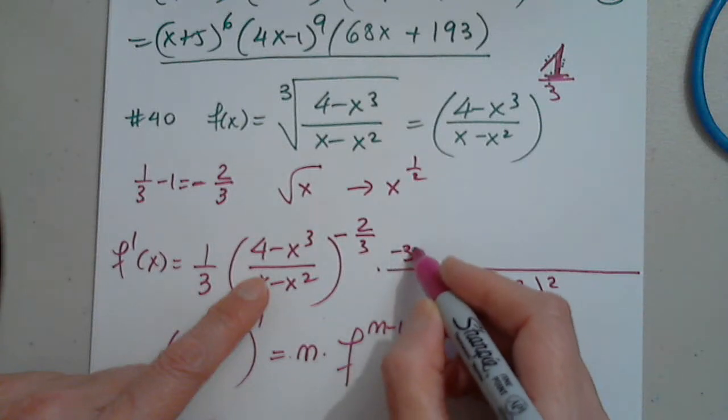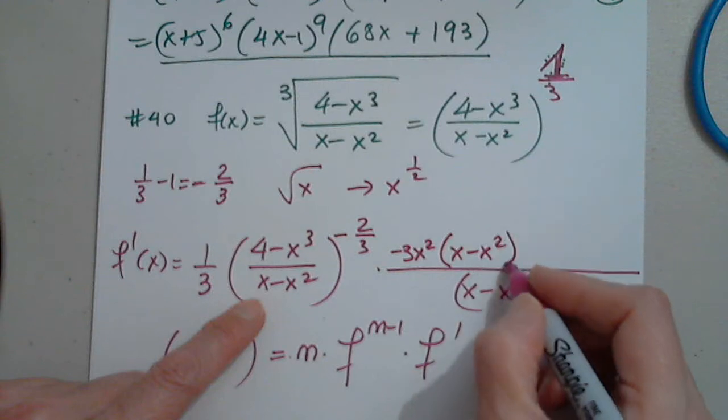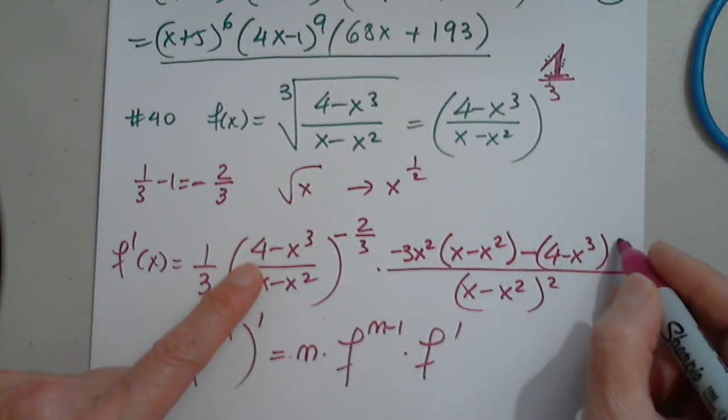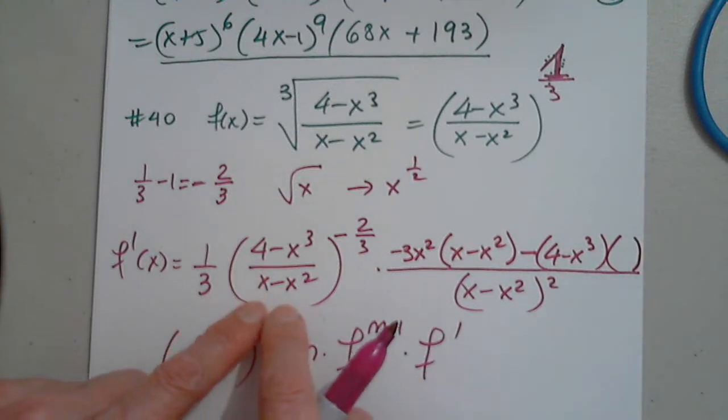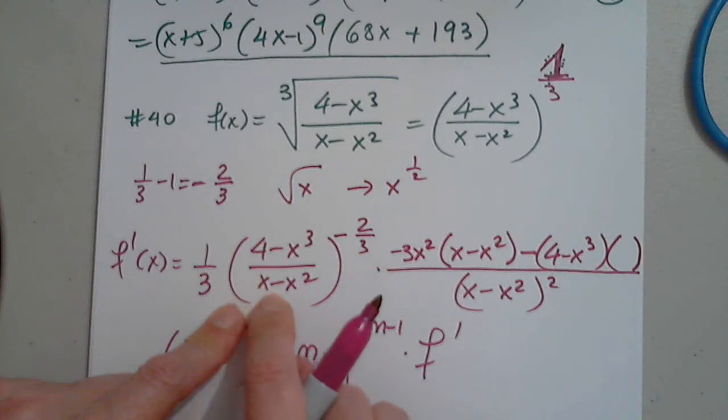Negative 3x squared multiplied by the denominator. That's the rule, minus the numerator multiplied by the denominator prime. Can anyone other than Nick give us this derivative?